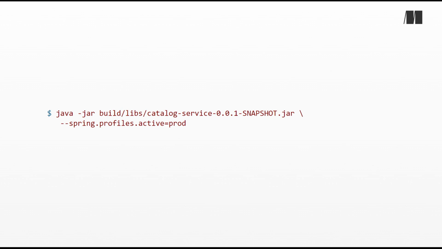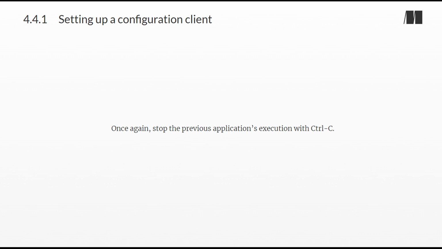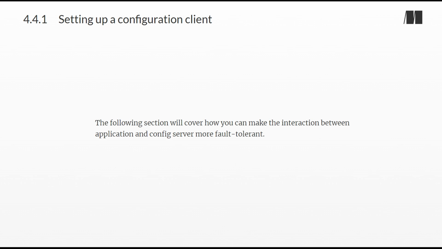You can also try running the application with the prod profile enabled. Stop catalog service with Ctrl+C and then start the application again with prod as an active profile. The expected result is now the message defined in the catalog-service-prod.yml file in the config-repo repository. Once again, stop the previous application's execution with Ctrl+C. The following section will cover how you can make the interaction between application and config server more fault-tolerant.